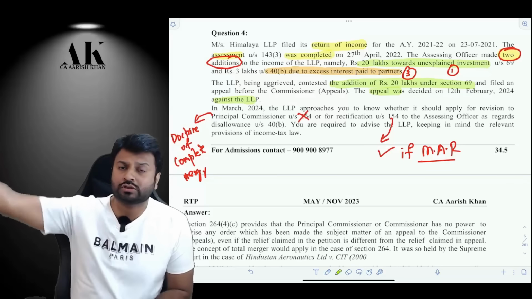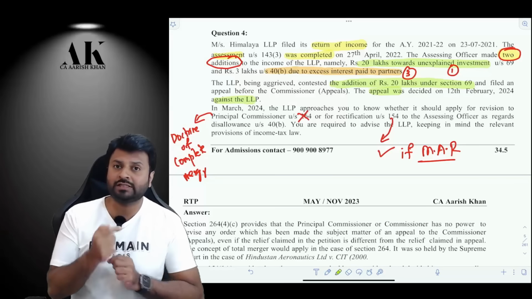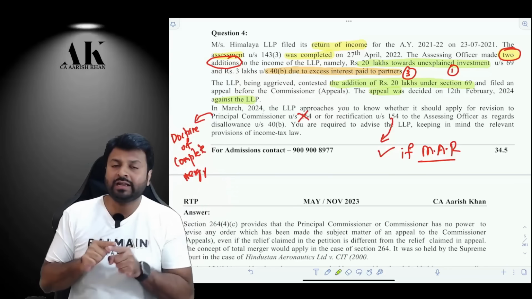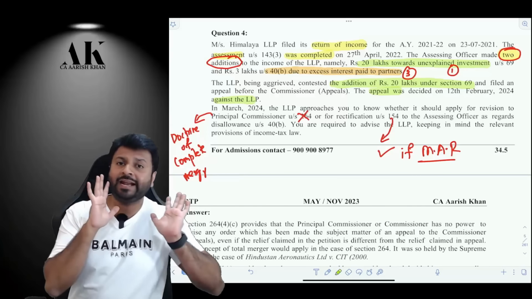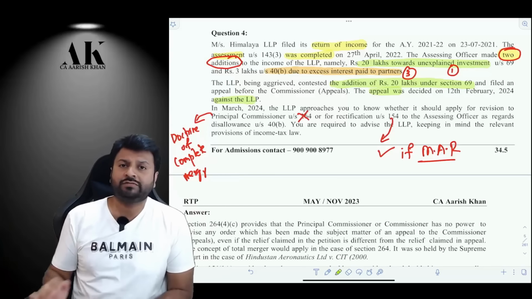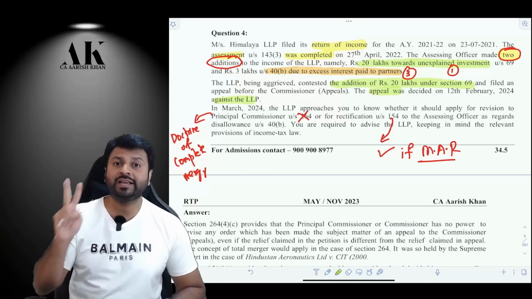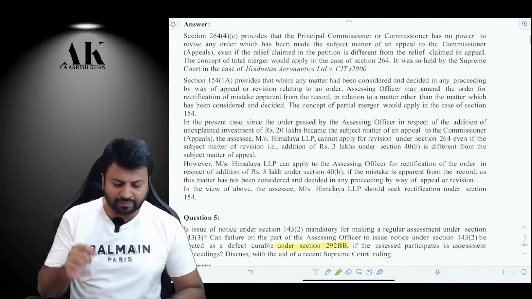264 is closed. Why? Because the doctrine of complete merger is applicable. Once a particular matter of an order is the subject matter of appeal or revision, then the entire order is not subject to revision under 264. 264 door is closed. Yes, you can go for 154, provided the second mistake is a mistake apparent from record. If it is a mistake apparent from record, you can go for the second one.